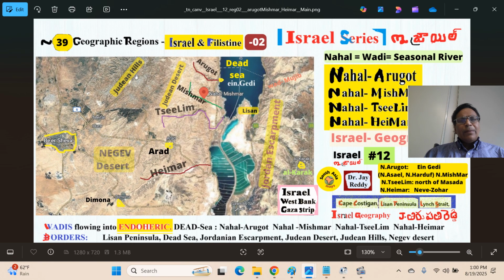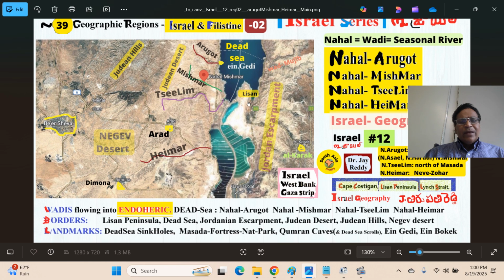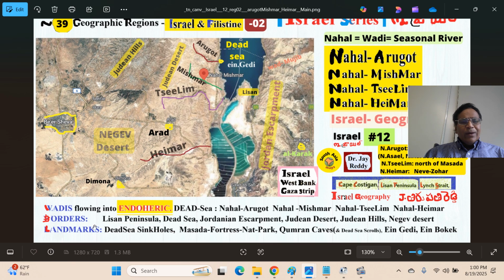And the escarpment falls into the Judean desert, the lowland Rift Valley. Eventually, all these Nahals, Wadis, drain into the Dead Sea. That is their mouth, the Dead Sea. So the borders are, this is the Jordanian escarpment here. There is a Wadi Muzib and there is a Wadi Hasa.